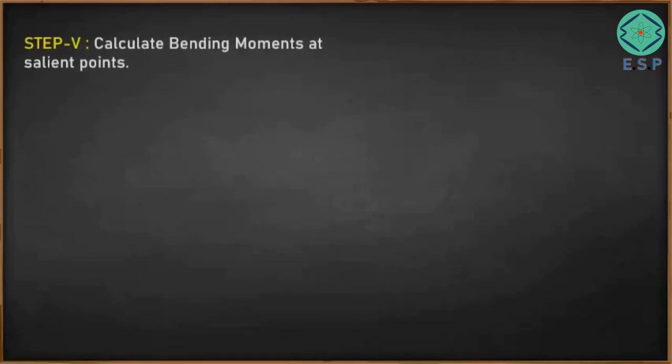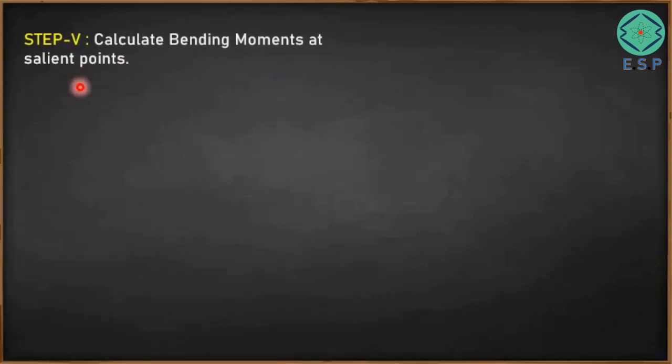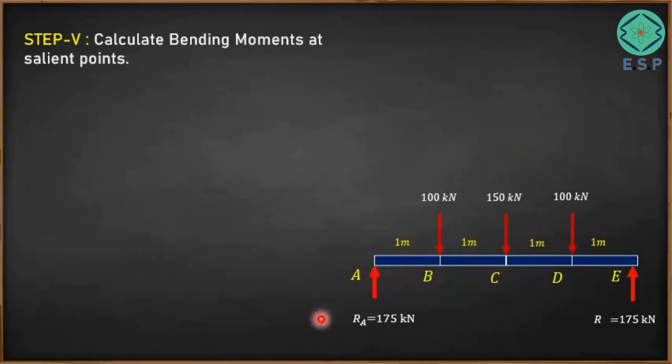Now we are going to calculate the bending moments at salient points, and that is our step 5. If you look here, this is the free body diagram we have already obtained, and here we have forces acting at points A, B, C, D and point E. These points where the forces are acting are called salient points. So we shall be calculating bending moments at all these 5 points.